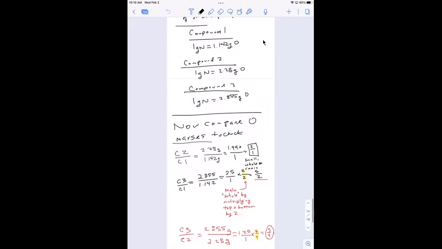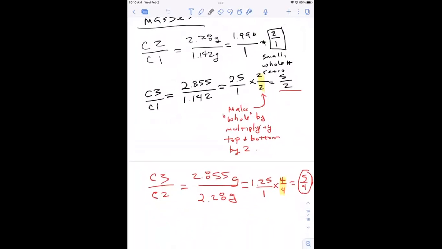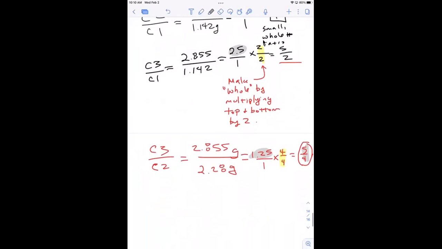And one of the key things that we got from this example is that if you come up with a decimal as one of your numbers in your ratio, you can make that into a whole number, right? In this case, it was 2.5, so we just multiply the top and the bottom by 2. Down here, it was 1.25, and so we just multiply the top and the bottom by 4. So this is the ratio that we got, 5 to 4. And up here, 5 to 2. So a small whole number ratio.